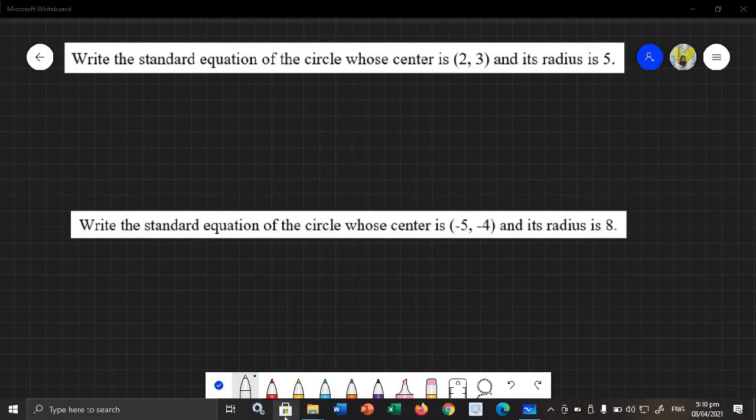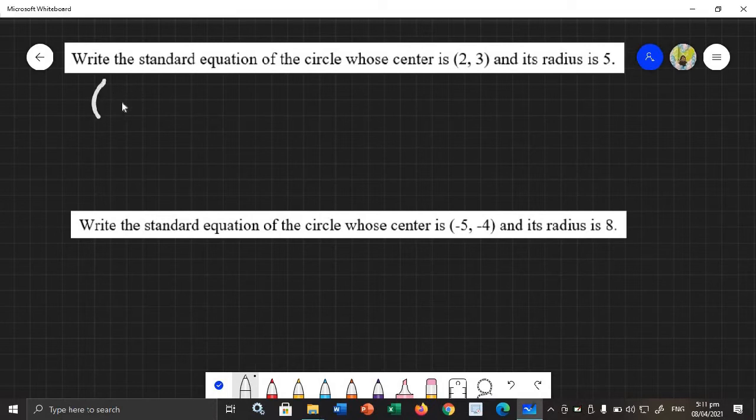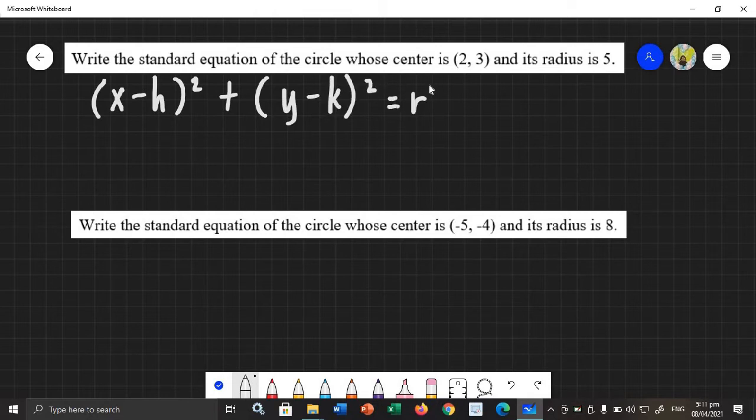Now, we will write the standard form of the circle given the values of its center and its radius. So let's say we have these examples. First, we need to write the standard equation of the circle whose center is (2, 3) and its radius is 5. So using the standard form, which is quantity x minus h squared plus quantity y minus k squared equals r squared, we need to substitute the values of h, k, and r.